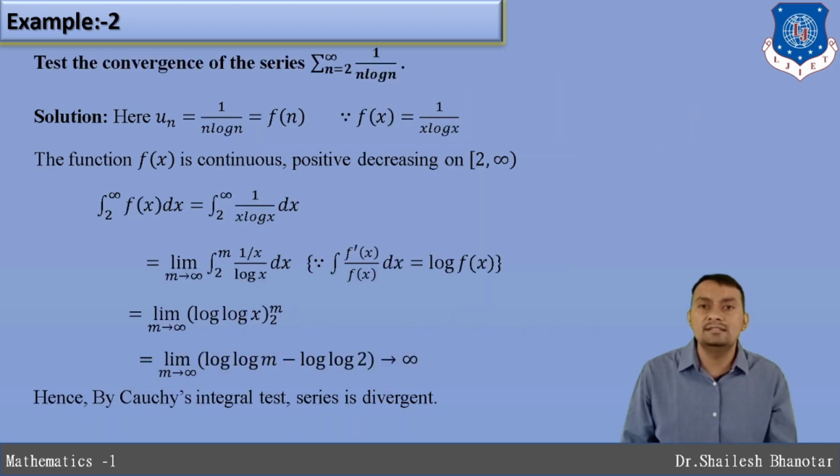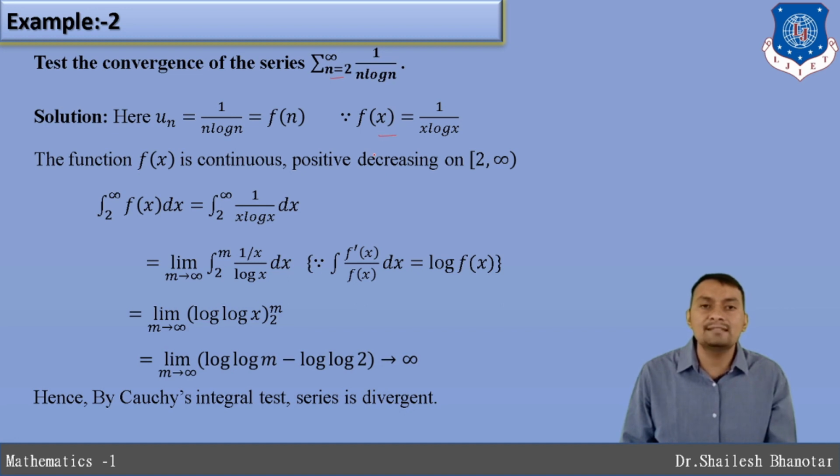Let us see another question. Test the convergence of this series. Here u_n is equal to f(n), that is given, starting from n equal to 2. Because if we assume n is equal to 1, then 1 divided by log 1, and log 1 is nothing but 0, so in that case the function is discontinuous, and therefore n equal to 1 is not considered here.